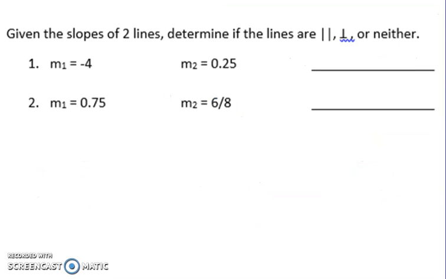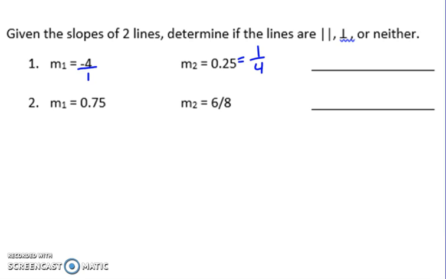So now we're going to start with some basic practice. Given the two slopes, determine if the lines are, and again our symbols, the first one is parallel, the second one's perpendicular, or neither. Now, if I look, my first slope is negative 4. Well, if I make that into a fraction, it becomes negative 4 over 1. For slope 2, I have 0.25. Well, if I make that into a fraction, it is 1 over 4.